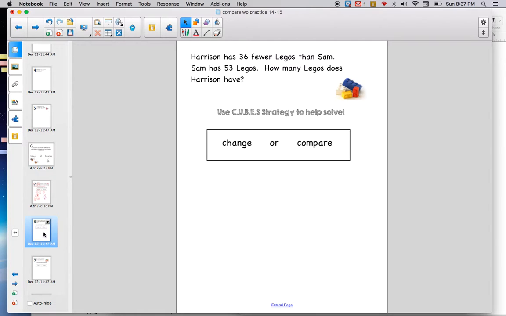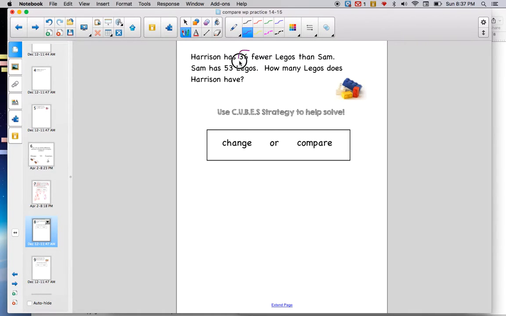So Harrison has 36 fewer Legos than Sam. Sam has 53 Legos. How many Legos does Harrison have? Harrison has 36 fewer Legos than Sam. Sam has 53 Legos. How many Legos does Harrison have? Okay, I'm going to use the cube strategy to help solve. So C, circle the numbers.